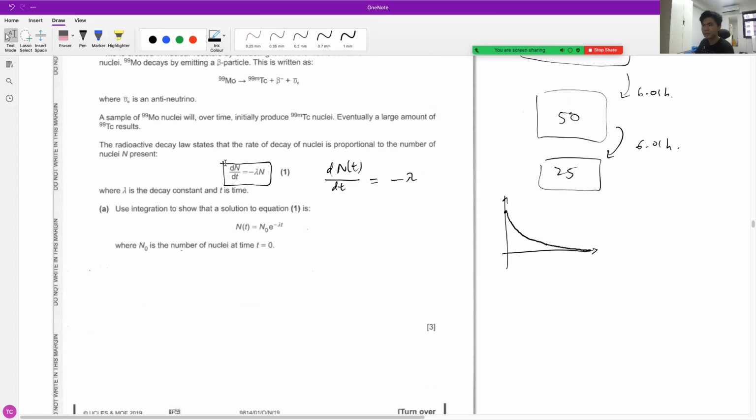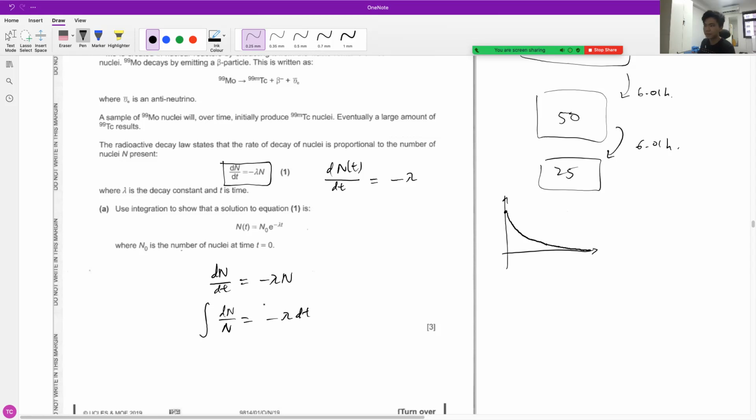So the first step is that from this differential equation, we are asked to show that this is a solution to this differential equation. How do you do that? We can use the separation of variables. We know that this is the differential equation we want to solve, so we bring N over, like this, equals minus lambda dt, and we integrate both sides.